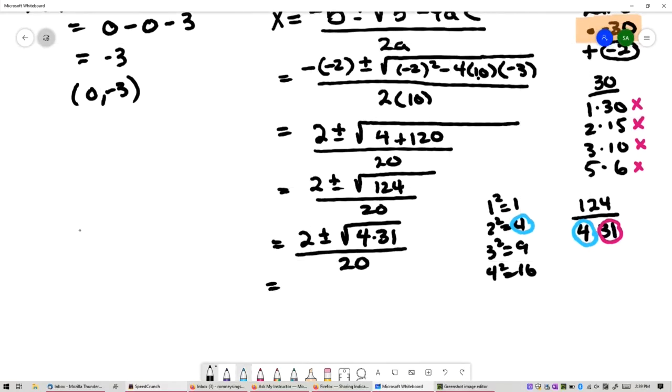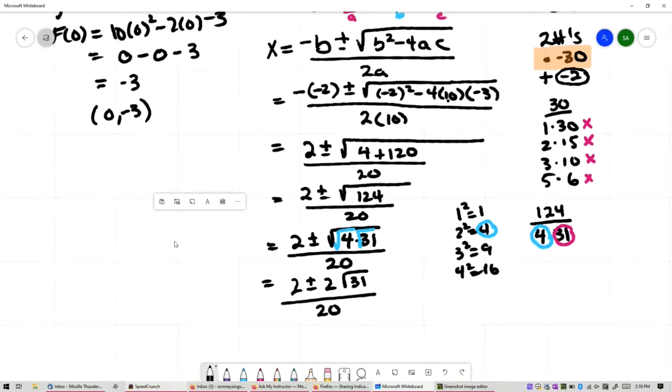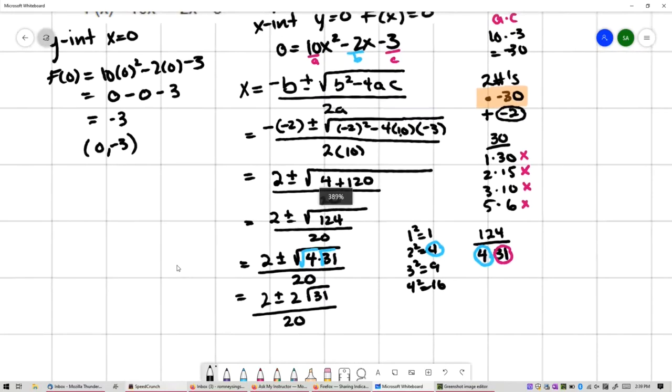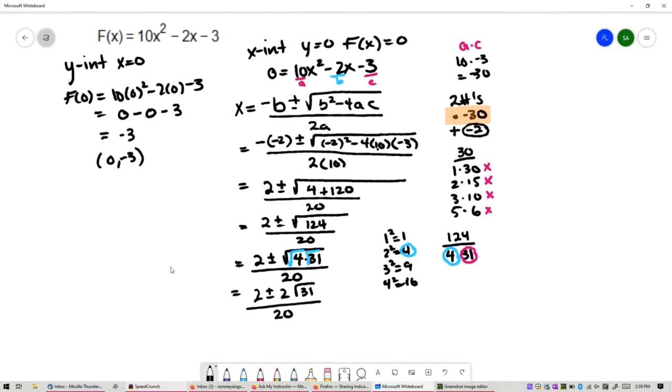And now I'm able to apply that square root to these factors individually. The square root of 4 is 2. The 31 is not a perfect square, so we can't simplify that anymore. And the final thing that we want to do to simplify this is a fraction, and fractions should be written in lowest terms. That means no common factors between the numerator and denominator.